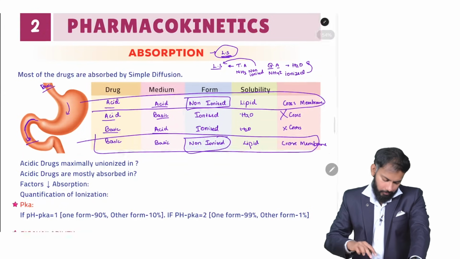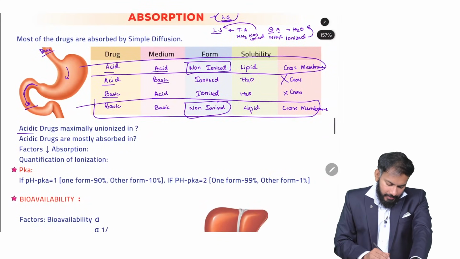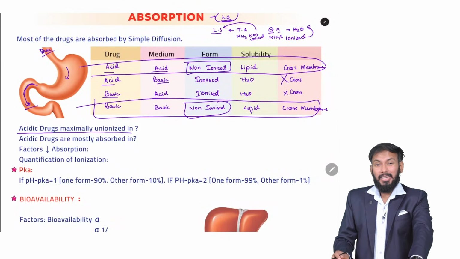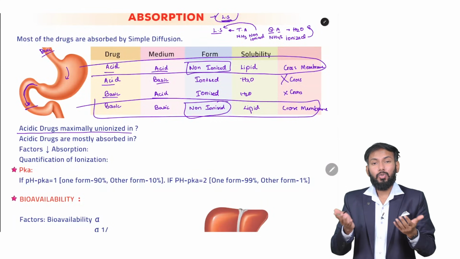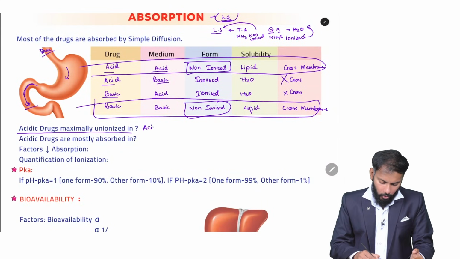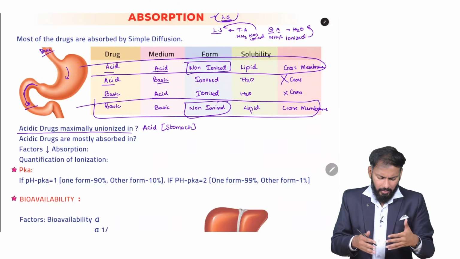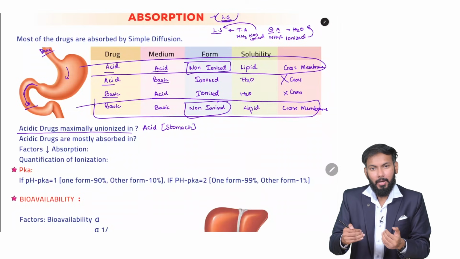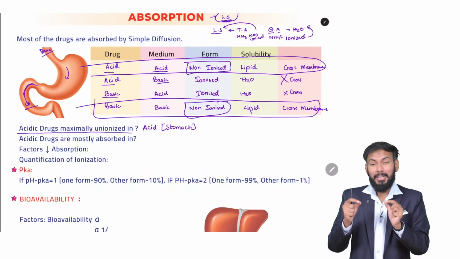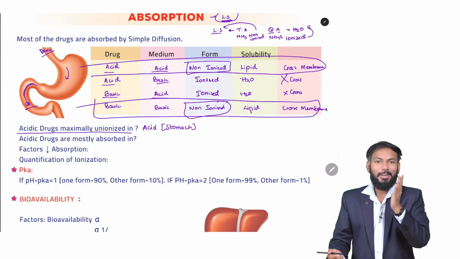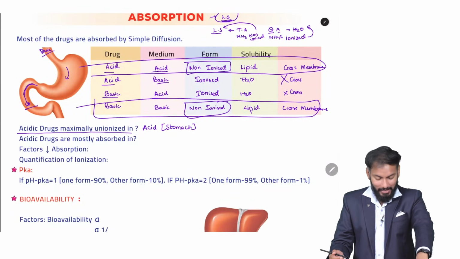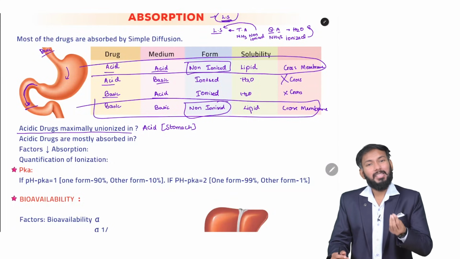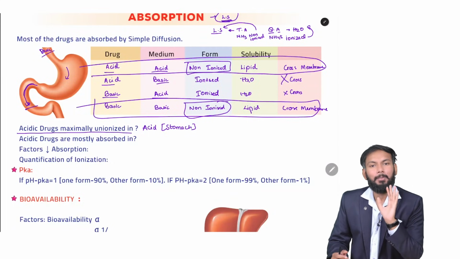Now, the MCQs, let us see. Acidic drugs are maximally unionized in which medium? Acid medium or basic medium? It should not react. No, it is an acid medium. So, it should be in the stomach. Okay. So, if the acidic drugs are maximally unionized in stomach, acidic drugs are maximally absorbed in which part? Stomach or small intestine? What is it? Answer. Sir, obviously it is maximally unionized in stomach, so it should be absorbed from the stomach.